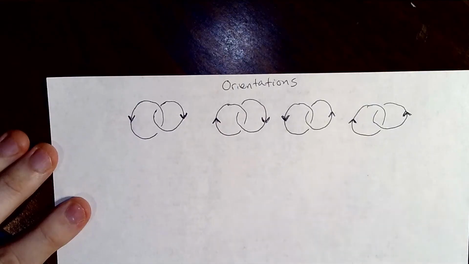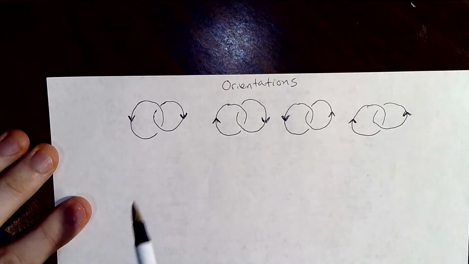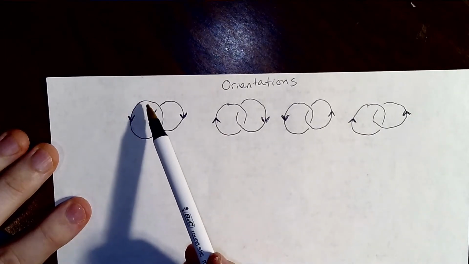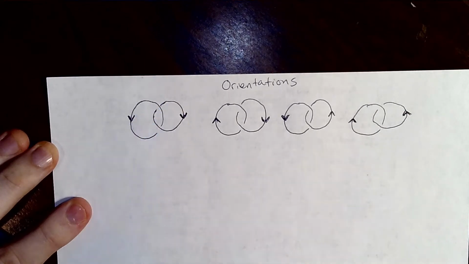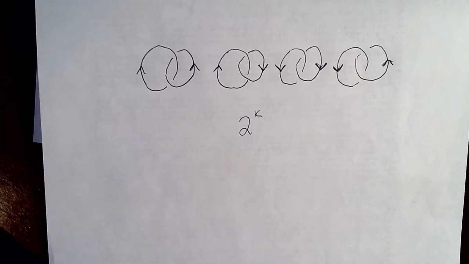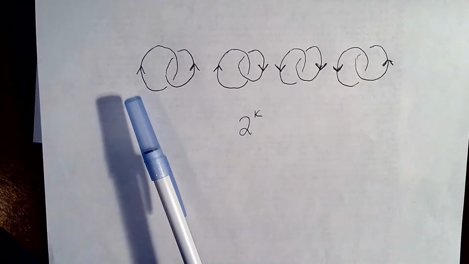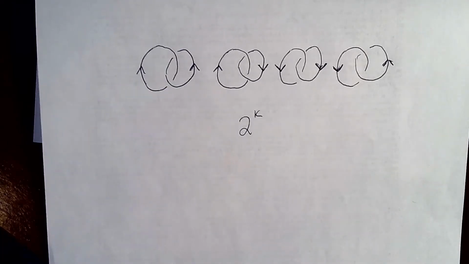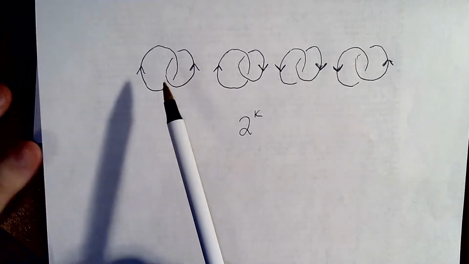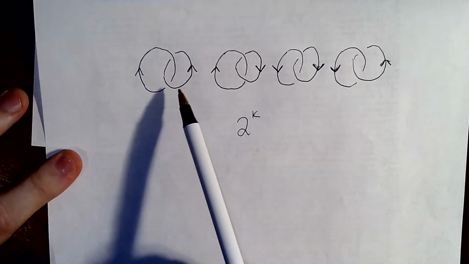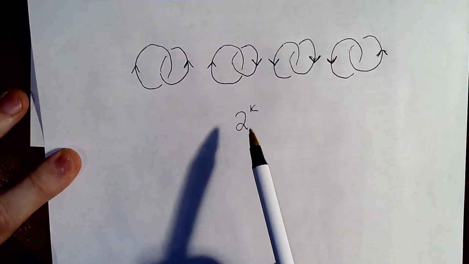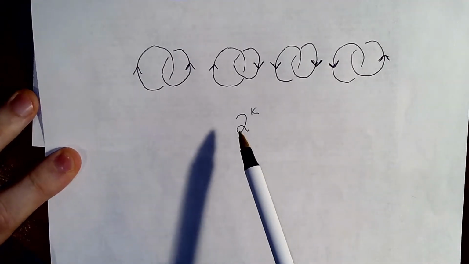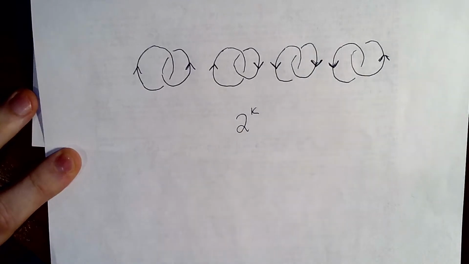We also care about the orientation of links, and orientations, similar to what we've learned in topology, are the direction in which the component can be traversed. A link is said to be oriented if each of its component pieces are oriented. Notice that we can orient each of these different component pieces in two different ways, and so if we have k component pieces, we can orient that link 2 to the power of k different ways.